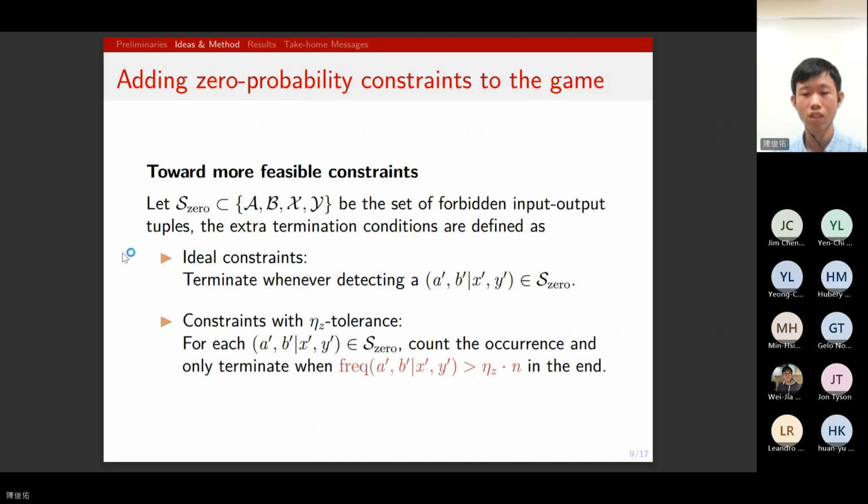For the ideal case, I think the honest parties can always play the non-local game many, many times and check their input output tuples in the end. So in both cases, they can check whether the constraint is satisfied or not, or whether the termination condition is satisfied, and if so, they will terminate the protocol. And also, we can design a protocol where they check the input output tuples sometimes while they play the non-local game, with some probabilities. Is it clear now?